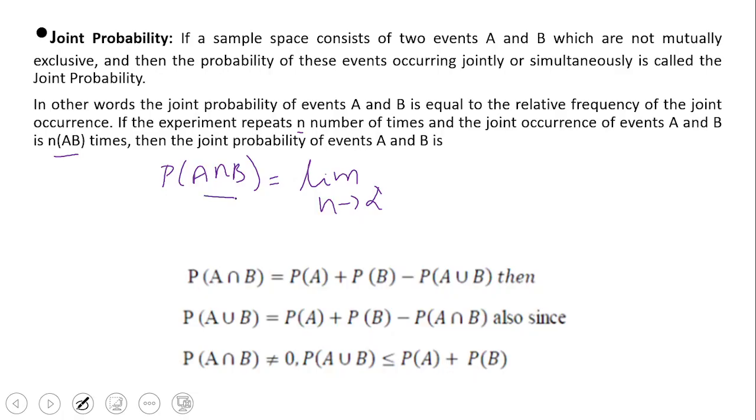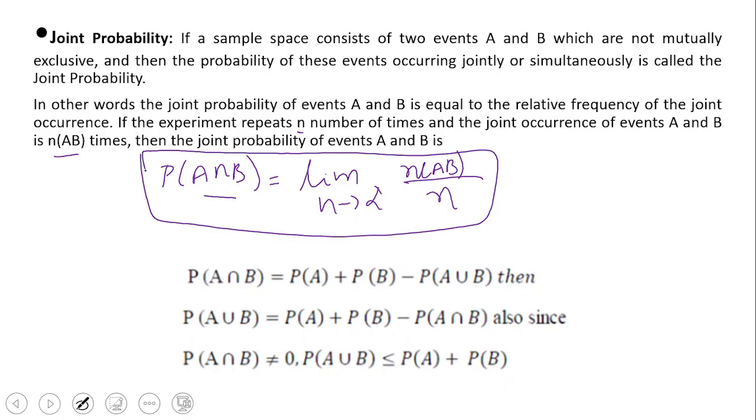How many times both A and B occur? We told that it is n of AB times. The number of favorable outcomes is n of AB, both. The number of times both A and B occur divided by total. How many total? N. So this is the formula according to the relative frequency for the joint probability. P of A intersection B is equal to limit n tends to infinity n of AB by n, where n is the number of times the experiment is performed, n of AB is the number of times both A and B jointly occur.